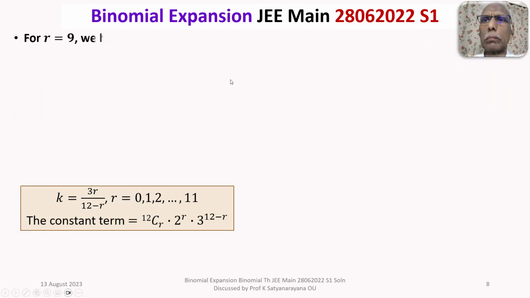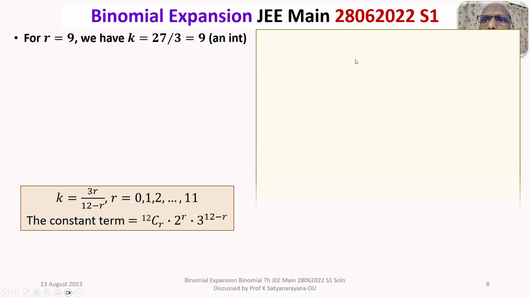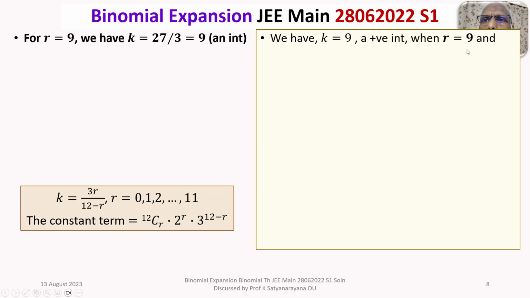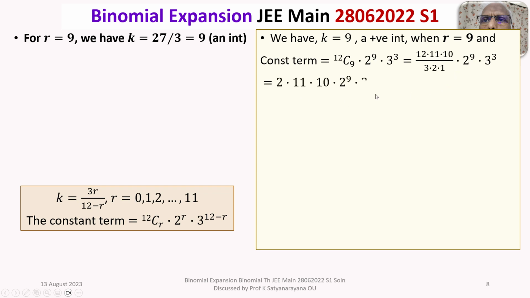We continue in the next slide. For r is equal to 9, k gives the value 3 into 9 by 12 minus 9, 3, that is 9, a positive integer. So we are getting some answer here. So k is equal to 9, a positive integer, when r is equal to 9. The constant term we have written, 12C9, 2 power 9, 3 cube. Simplify, we will get 2 power 11 into 3 cube into 55. This is an odd integer, there is no doubt about that. But it is not of the form 2 power 8 into L. Therefore, k is not our candidate.